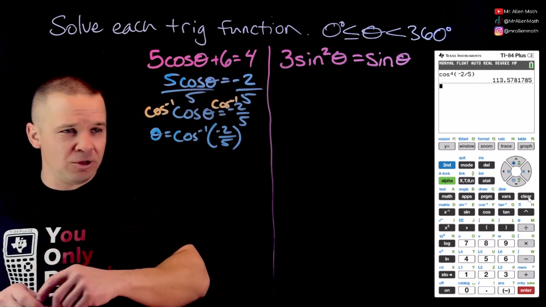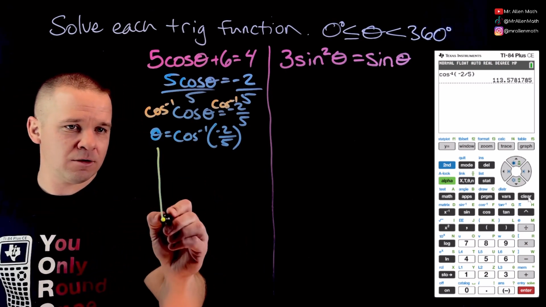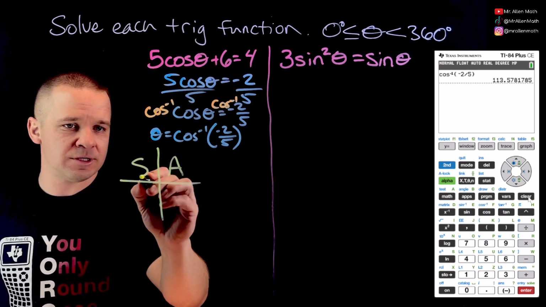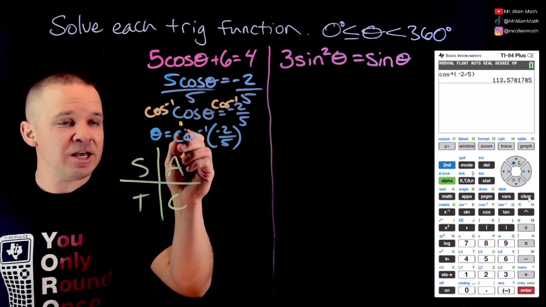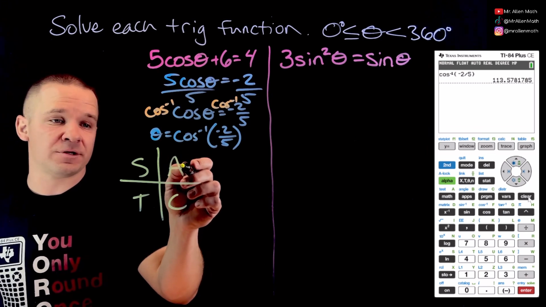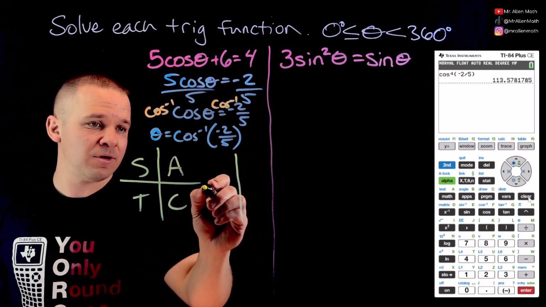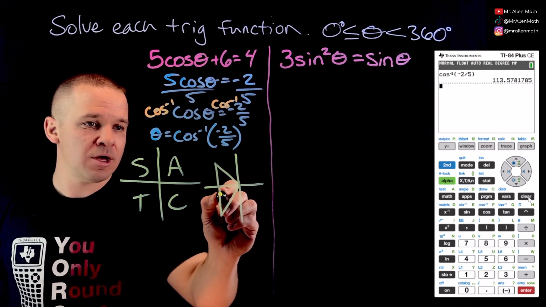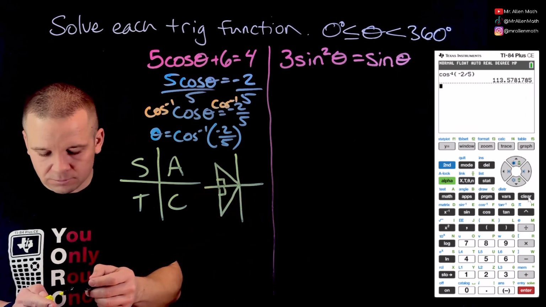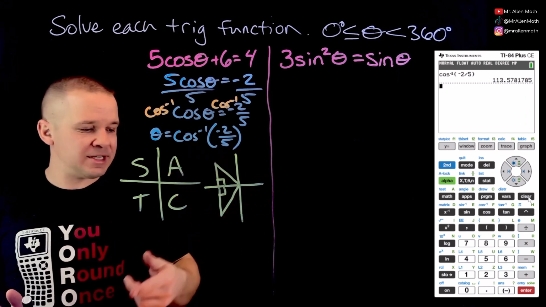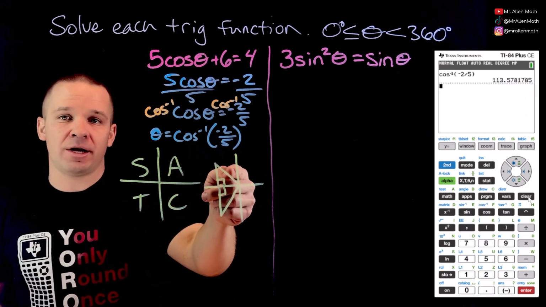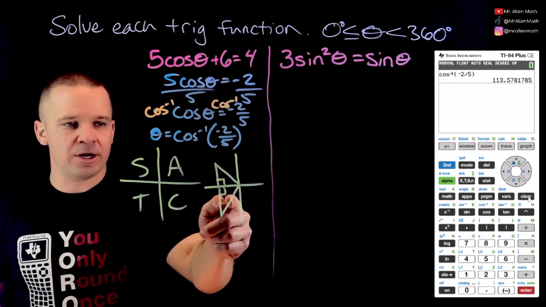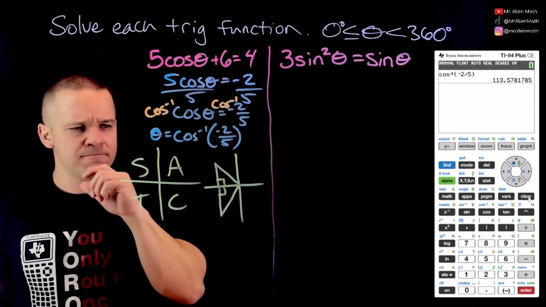So if I look back to my wonderful little quadrants here, it's all students take calculus. The cosine is positive in the first and the fourth, which means it is negative in the second and the third. So these are the 2 quadrants that I'm in. The one that I just got here, the 113, that's this one here. But I also need this one here. So how do I get to that?